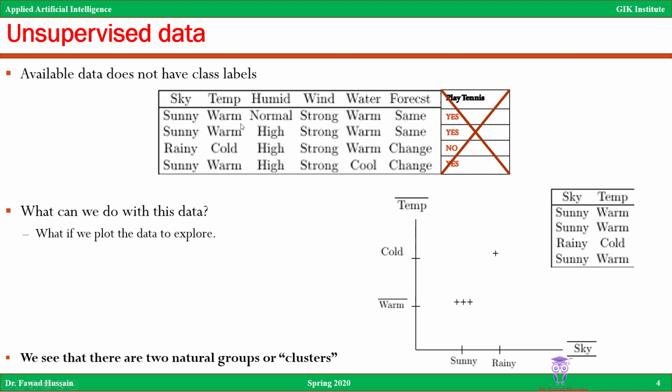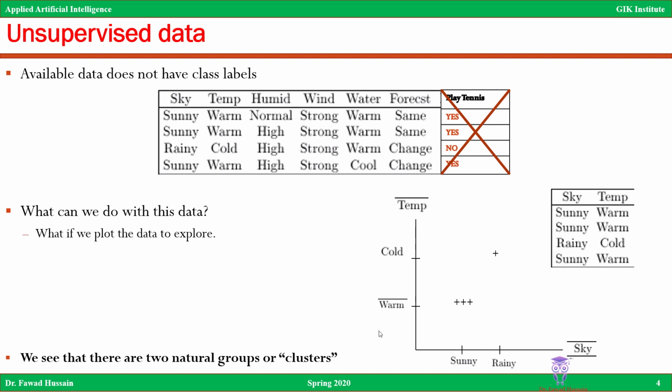One thing we can do is explore the data. So I took just the first 2 columns, the first 2 features, and I plot them. I took 2 because it's easier and you can visually see it on a 2D screen. So the sky and the temperature. So you have sky over here, sunny and rainy, and the temperature cold and warm. So if I plot these 4 values, there are 3 sunny, warms. So we have those 3 over here, and there's 1 rainy and cold, which is over here.